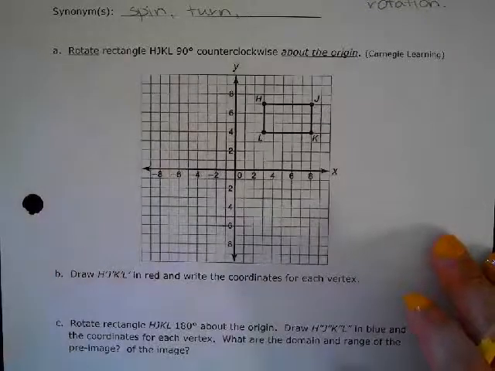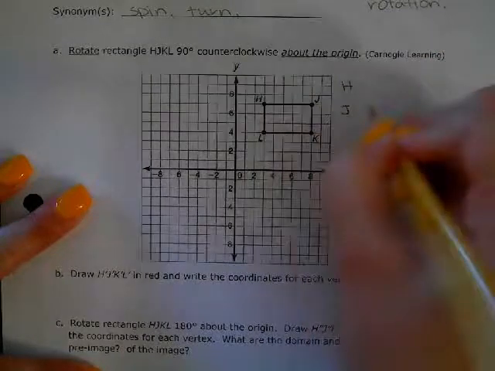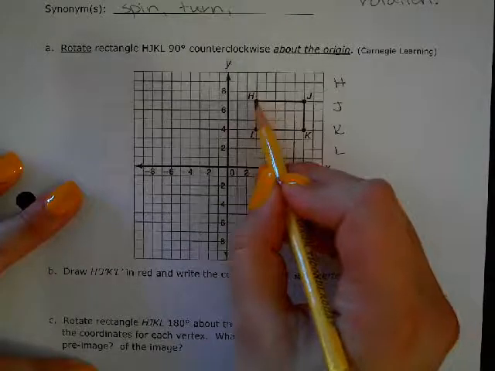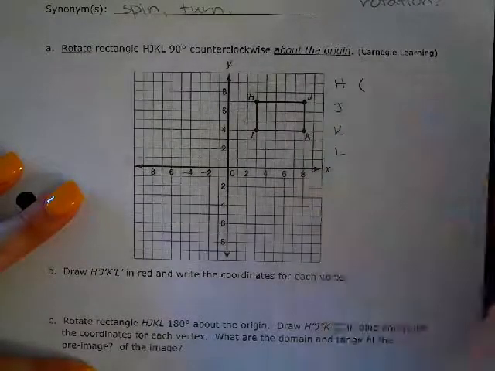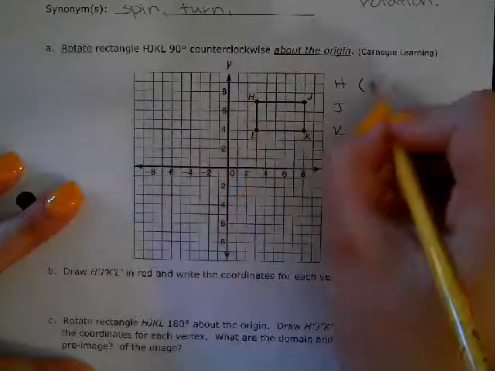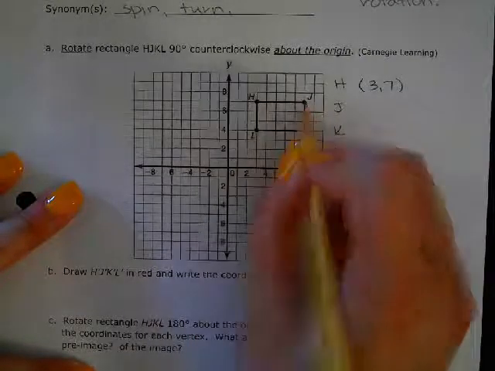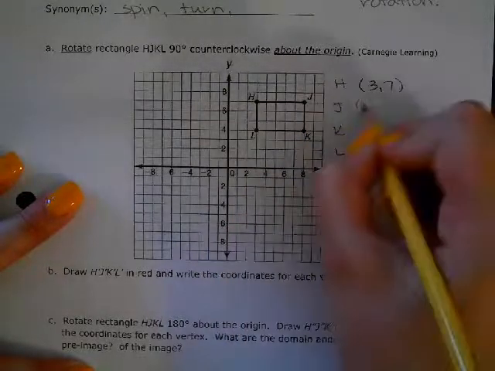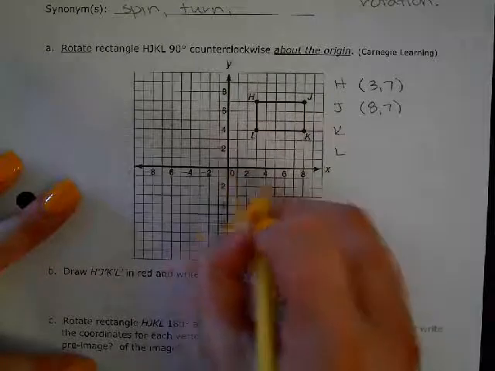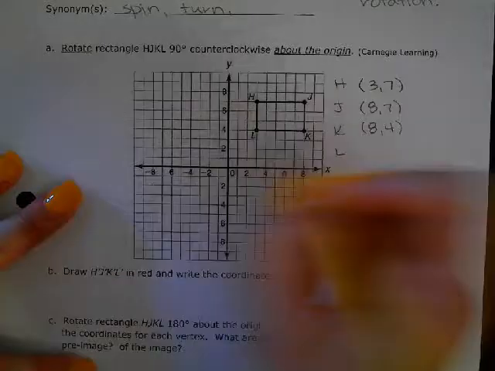All right, so what we're going to do first is we're going to write down the coordinates for H, J, K, and L because we're going to use those. So what are the coordinates for H? 3, 7, okay. What are the coordinates for J? 8, 7, okay. What are the coordinates for K? And then what are the coordinates for L?